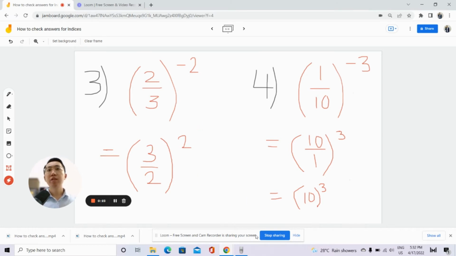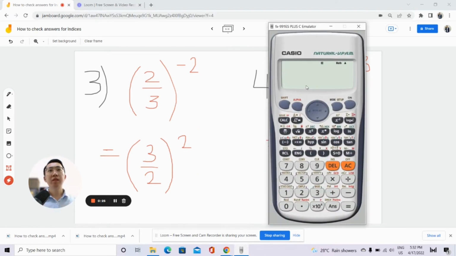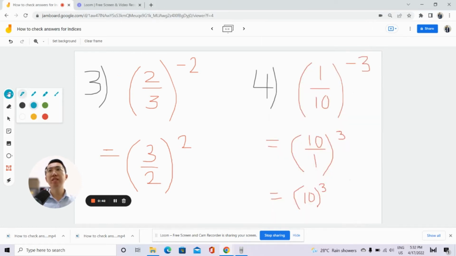Let's check. So you're going to use a calculator. Key in the question first. So I'm going to put bracket, fraction, 2 over 3. Close the bracket, and then power of negative 2. So you will see 9 over 4 shown here. So I'm going to use a pencil to kind of write here 9 over 4.